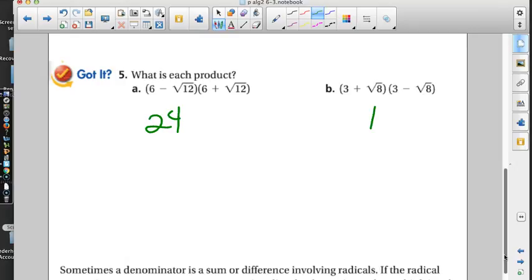Didn't do anything wrong. Boy, I hope we have lots of those in our assignment. Well, no, not lots. Because we're not done with the conjugates.